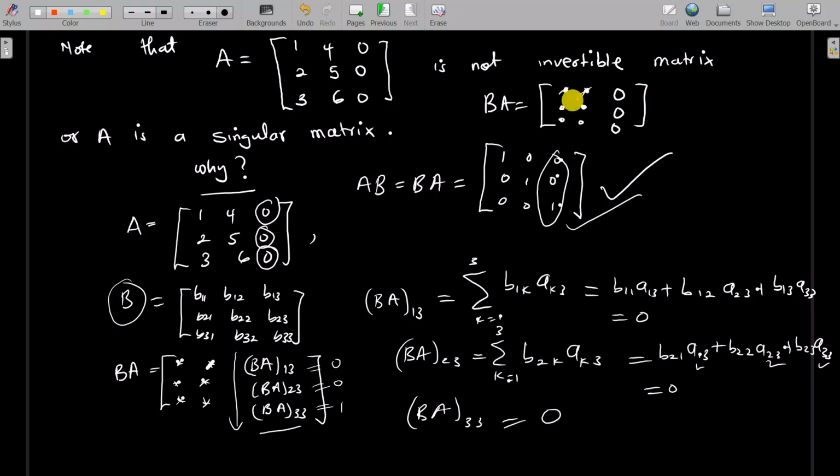These entries, I don't know them, but I know that the last column is going to be 0, which is not equal to the last column of this identity matrix. So these two are not the same. It means that BA is not equal to the 3 by 3 identity matrix. The last column is different from the last column of the identity matrix, which is not what we want. We want exactly the same thing. So it means that A is not invertible, or it's a singular matrix.